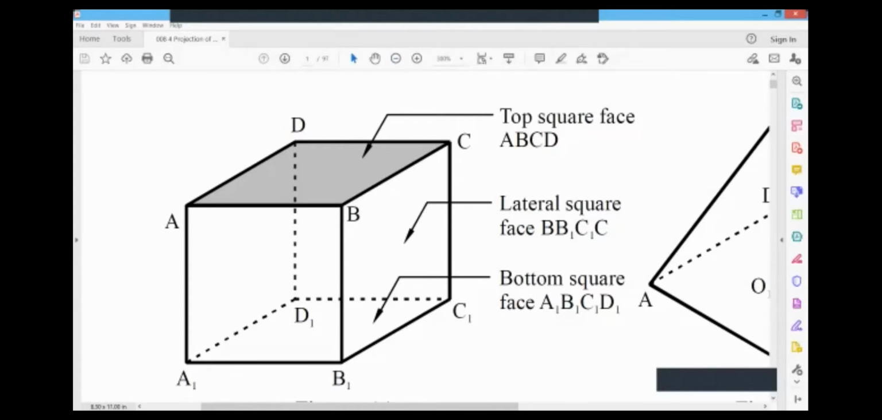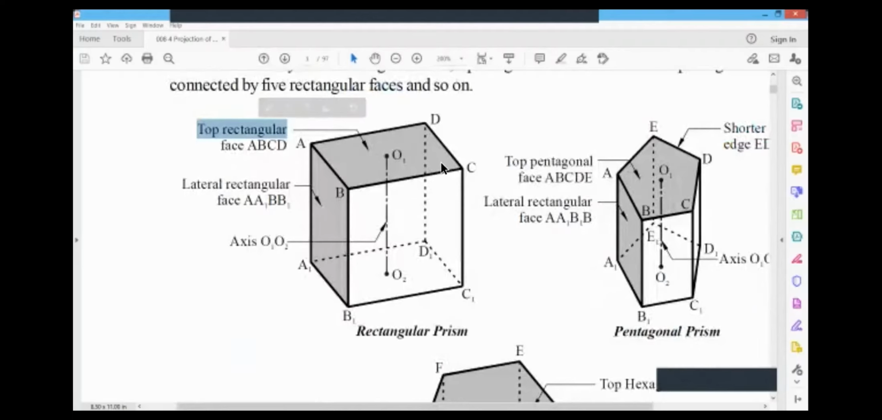And very importantly, yes, as you are seeing here, this is a top rectangular face for a rectangular base prism. Very important. It is a rectangular based prism. For all prisms, there is an axis which is joining from the center of the top plane to the center of the base plane. I'll call it O1 in the top and O2 in the base plane.